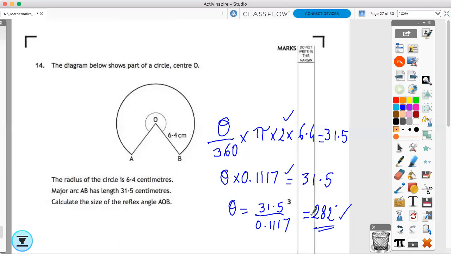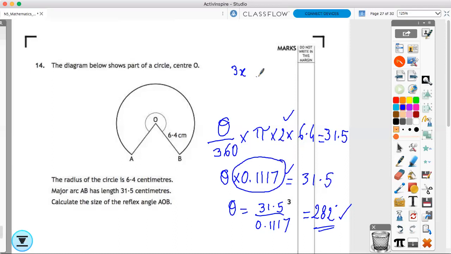So you don't know your angle? That's why you know everything but the angle. If I ask you to put that into your calculator, what would you put in? You put pi times 2 times 6.4 divided by 360, and it gives you 0.1117. Do you put brackets around it in your calculator? No, you just type pi times 2 times 6.4 divided by 360, and it should give you 0.1117.